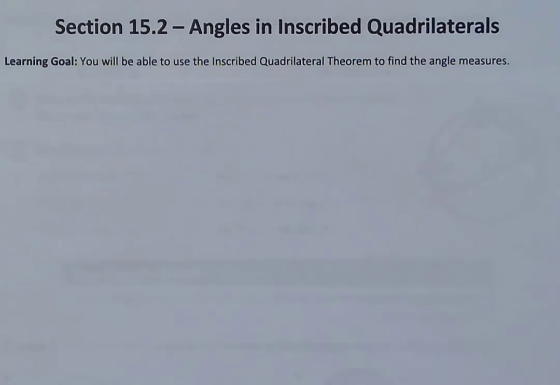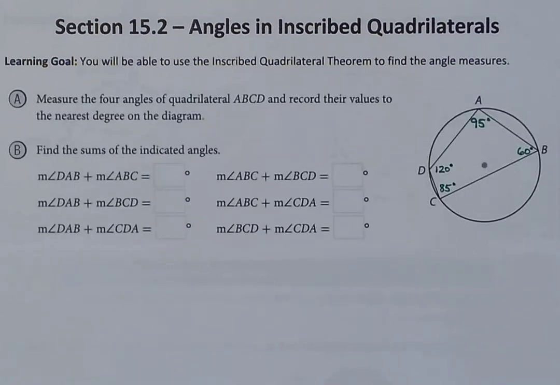So we're going to talk about inscribed quadrilaterals, which means you have a circle and there's a quadrilateral inside that circle. And we're going to talk about how to find the measure of the angles of the quadrilateral that's inscribed in a circle. So, before we get to our theorem today, let's kind of go through and talk about a little bit of a concept.